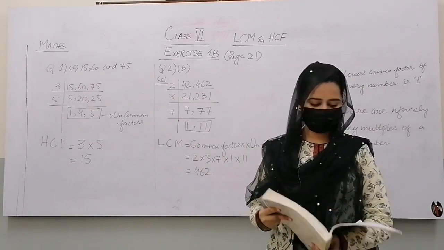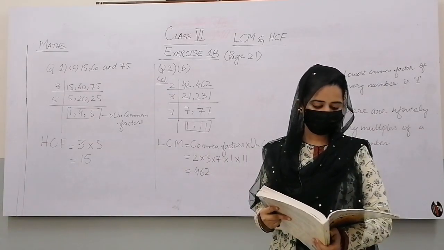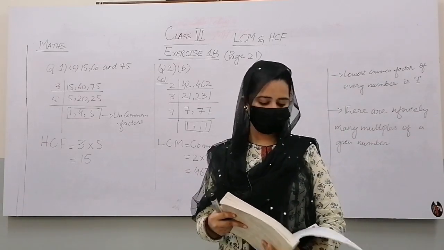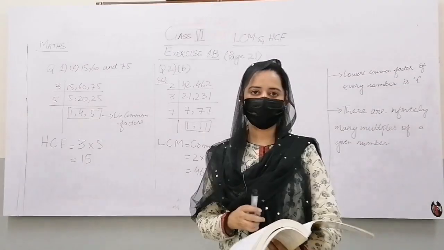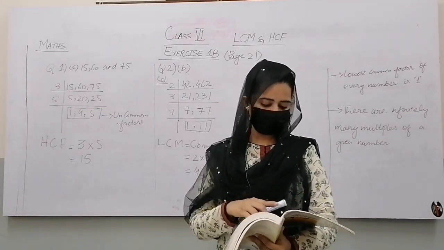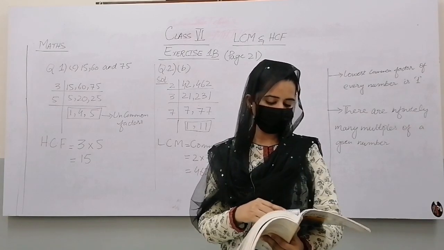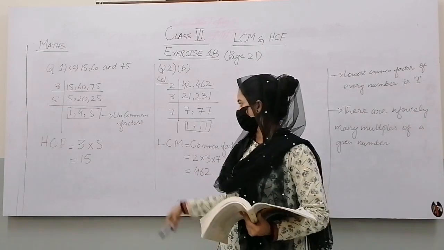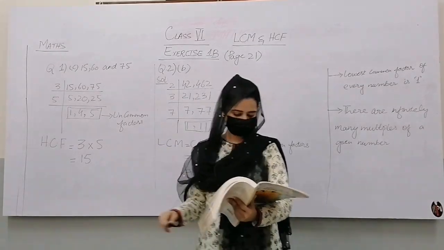Next question is question number 3. Find the largest whole number which is a factor of both 42 and 98. That's a simpler one. You can easily do that. You just have to find the HCF. Next question is also similar. 4 and 5. Prime factorization is already given. You just have to do this procedure.